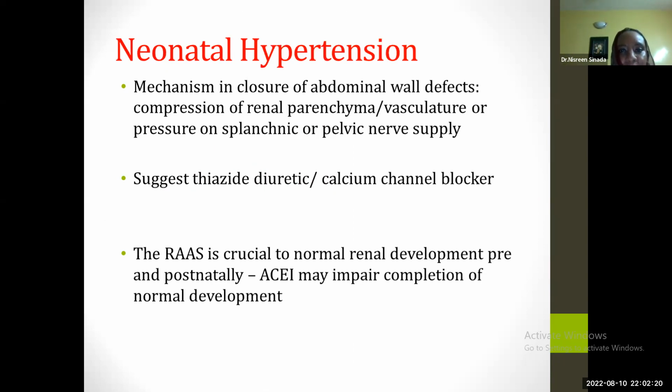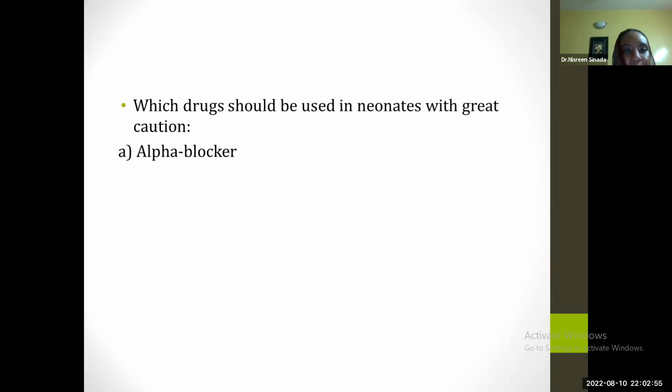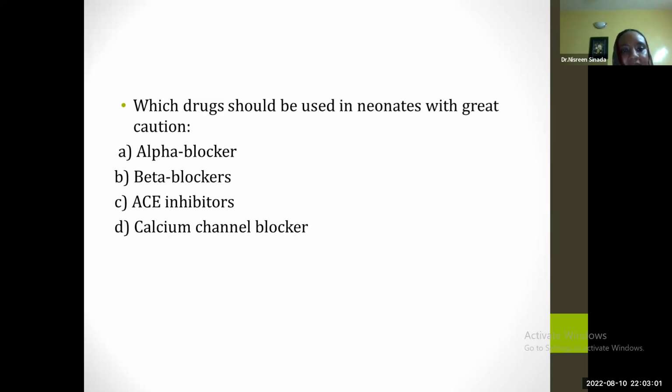The mechanism in closure of abdominal wall defect is compression of the renal parenchyma or vasculature, or pressure on the splanchnic or pelvic nerve supply. We suggest thiazide diuretics and calcium channel blockers. The renin-angiotensin-aldosterone system is crucial to normal renal development pre- and postnatally, and ACE inhibitors may impair completion of normal development. So we should use ACE inhibitors with caution in the neonatal period because they drop the blood pressure significantly. This is one of the questions: which drug should be used with great caution in a neonate? It is the ACE inhibitor.